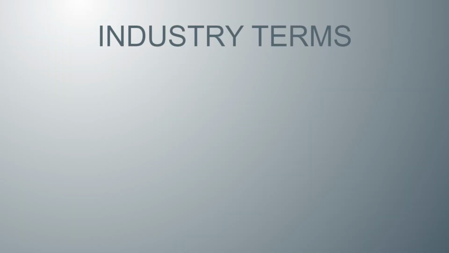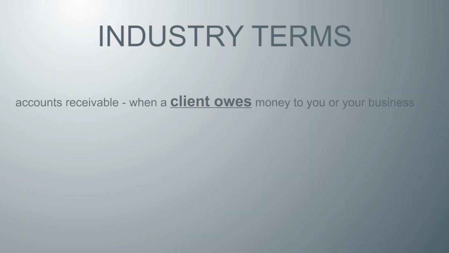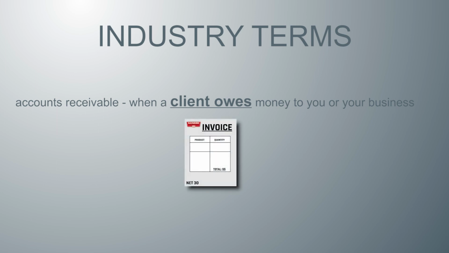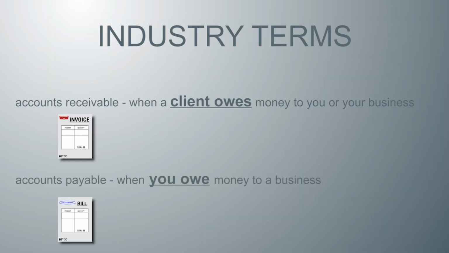Accounts receivable. Accounts receivable is when other people owe you money. When you perform work, you make a part for somebody, you send them an invoice. That invoice amount is now an accounts receivable until they pay you. Conversely, an accounts payable is the opposite. When you've bought something and you haven't paid for it yet, you have an accounts payable.